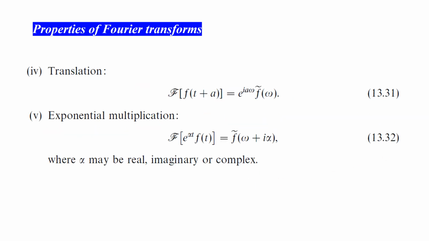And then you have Fourier translation, where your Fourier transform of f of t plus a is equal to e to the i a omega times the Fourier transform of your f of t. And then lastly, you have the exponential multiplication, where the Fourier transform of e to the alpha t times f of t is equal to the Fourier transform of omega plus i alpha, where alpha may be real, imaginary, or complex. So that ends our topic on your Fourier transforms.